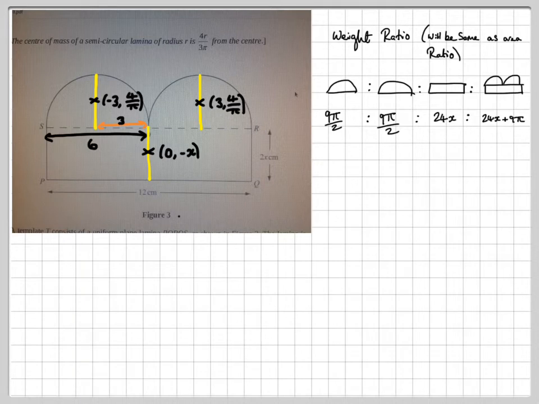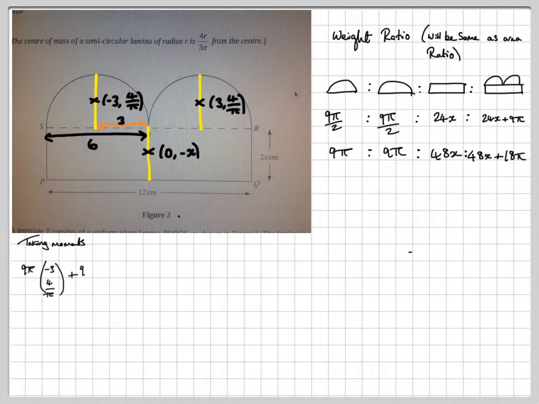Now when I'm working, if I can avoid having fractions in my later working, I will do so, so I'd multiply throughout by 2 here to give me 9 pi, 9 pi, 48x, 48x plus 18 pi, and now I'm just going to take moments. Now this equation is absolutely standard if I choose to work in this fashion. I'm going to pause it in a second just so we can see how it's built up.